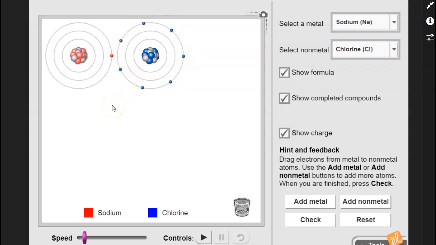Now, I could look these up on the periodic table. Sodium is in group 1, chlorine's in group 7. Those groups tell us the same as the number of electrons. I'm going to grab this electron here. Oh, look what happened when I did that. Did you see the center here?